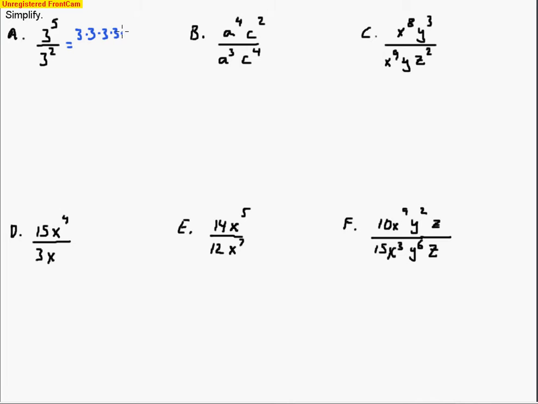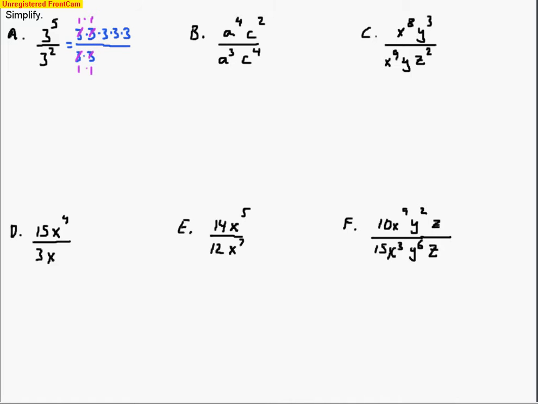3 to the 5th means that I'm going to be multiplying 5 3's together on top of the fraction. Down below I have 3 to the 2nd, so I'm going to be multiplying 2 3's on the bottom of the fraction. And what I'll do from there is cancel out the common factors. When I cancel things out, they make the number 1. And I'll do that again on this problem. These cancel out and make the number 1. Well, 1 times 1 just makes 1.